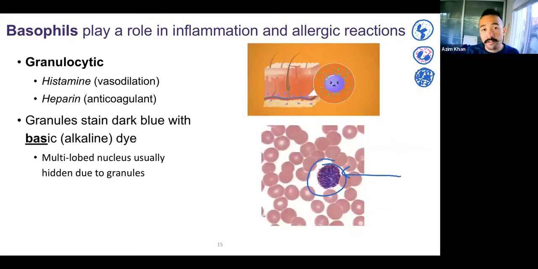So far, the leukocytes that we've seen all have granules. Neutrophils have really light staining granules. Eosinophils have pink staining granules. And basophils have very dark staining granules. The other two don't have granules at all, so they are not granulocytic. And the way they defend our body, they do it differently.